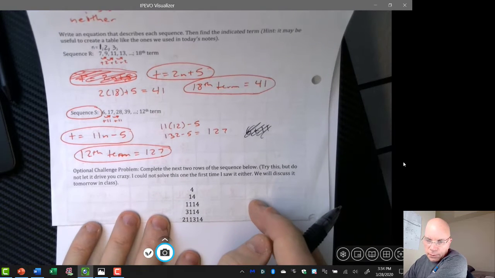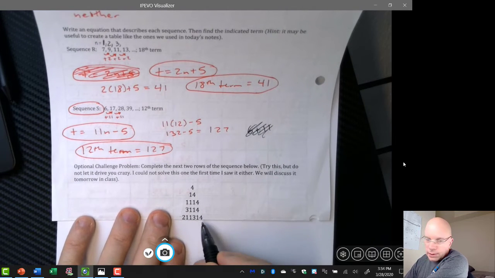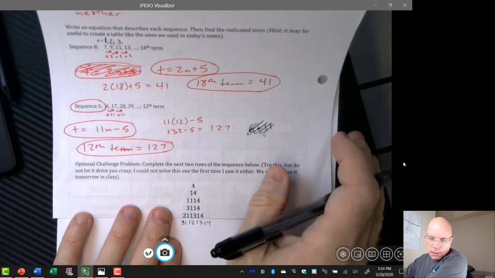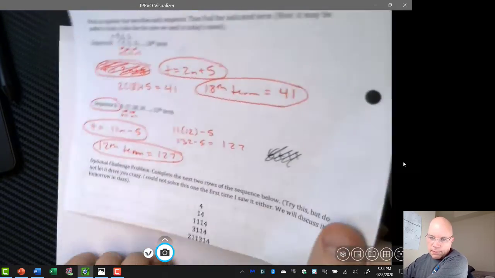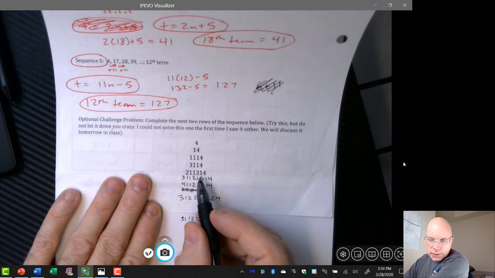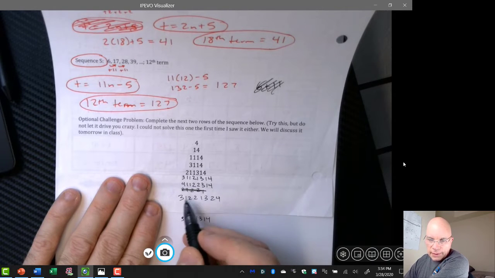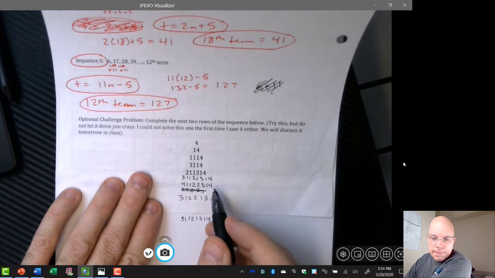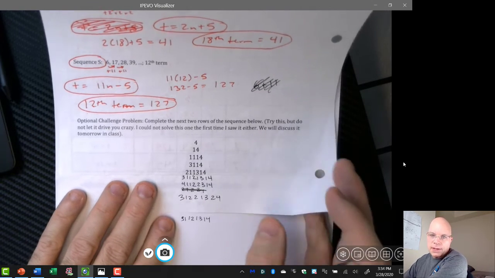And so the next line would be, how many 1s? 3 1s. How many 2s? 1 2. How many 3s? 1 3. And how many 4s? 1 4. So 3 1s, 1 2, 1 3, and 1 4. And you can just keep going like that. You see some interesting patterns if you keep going. It's a different kind of sequence, but kind of a fun problem.